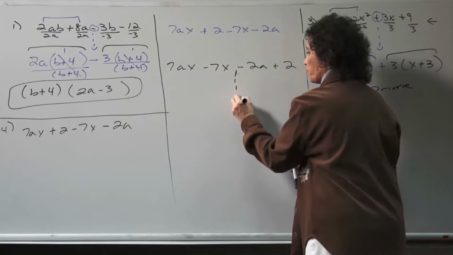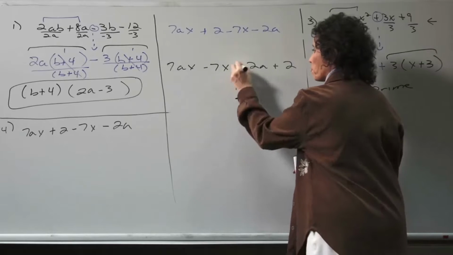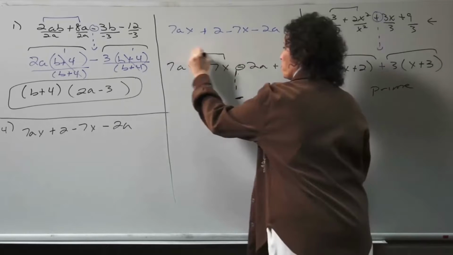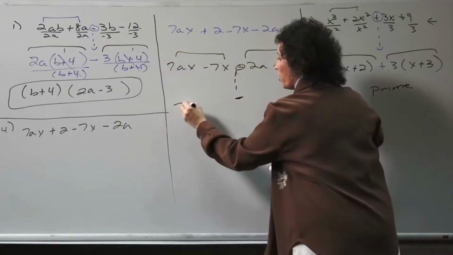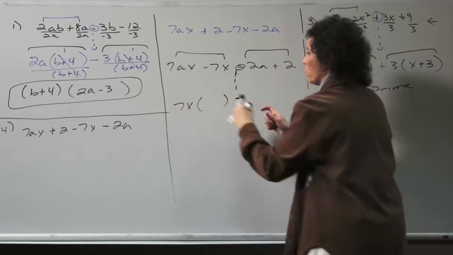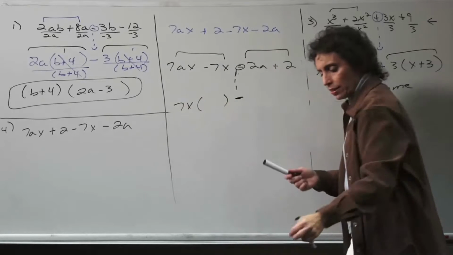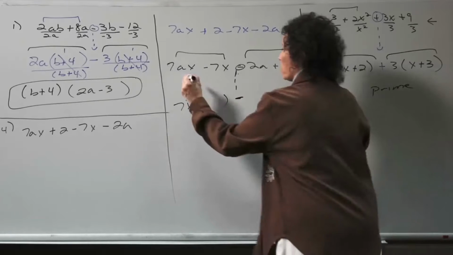Let's see if this helps us. Bring the negative down. First two terms. These are the last two terms. We're going to find a GCF here. We do. We have 7x. Awesome. That seems, oh, that's not a different color. Come on now.